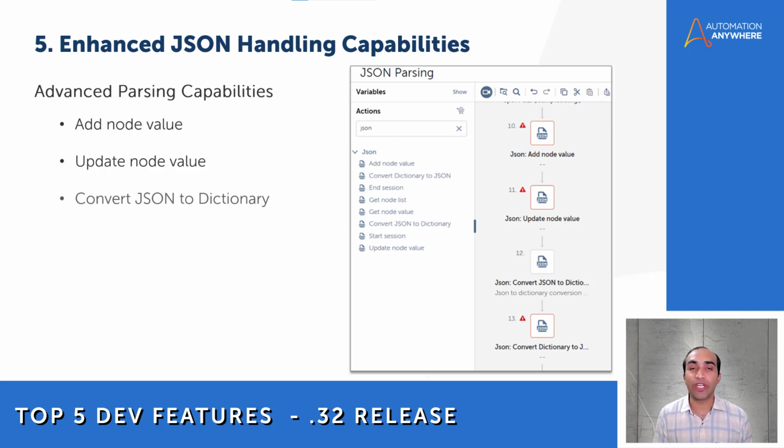Also, if you want to convert a JSON to a dictionary variable and then perform data manipulating operations, it is possible. And then if you want to convert it back to JSON so that you can pass the JSON to the API, you can use the convert dictionary to JSON action to do this. Eventually, this will help developers build API tasks.